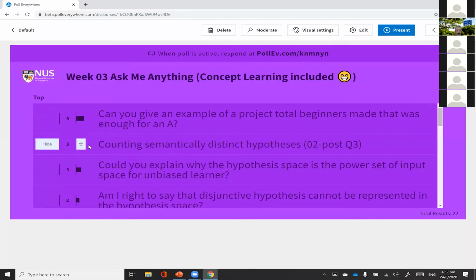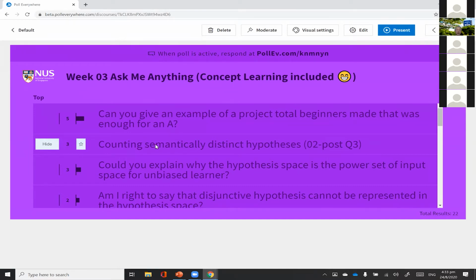All right. Counting semantically distinct hypotheses. Okay, so semantically distinct means that basically the expression of that hypothesis admits the same underlying examples, okay? It represents the same concept, right? So it means that the items that are positive and negative are within the same space, right? That they are given the same values of positive or negative.